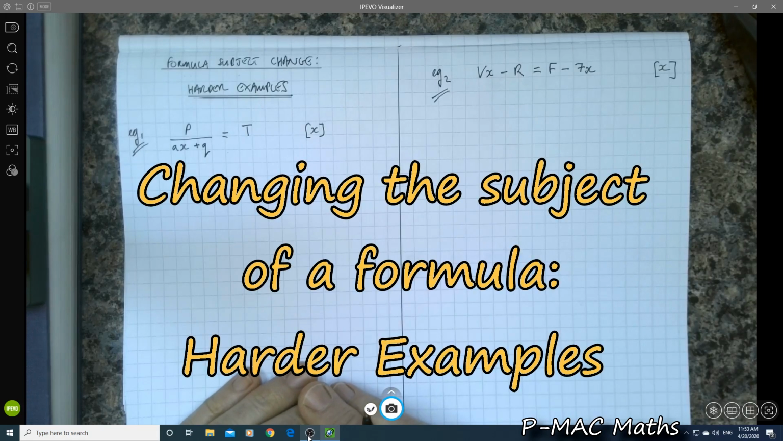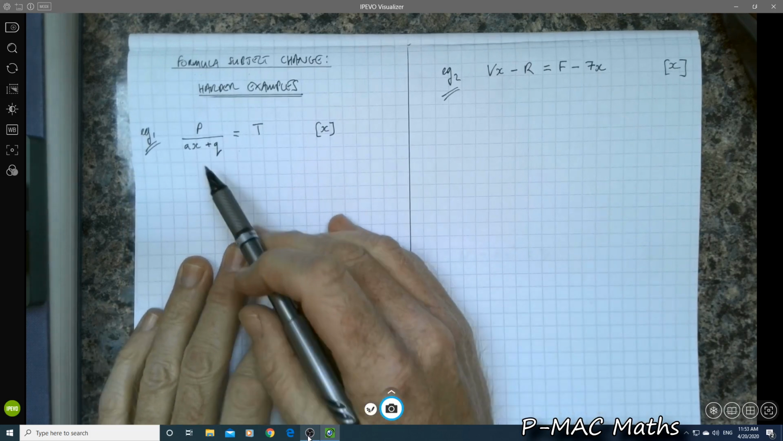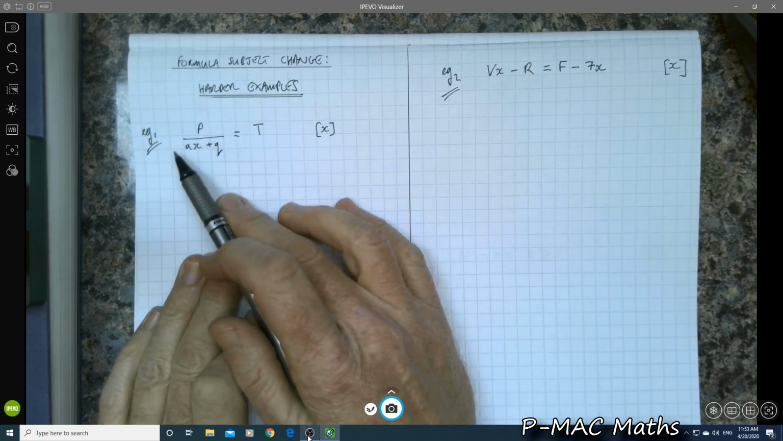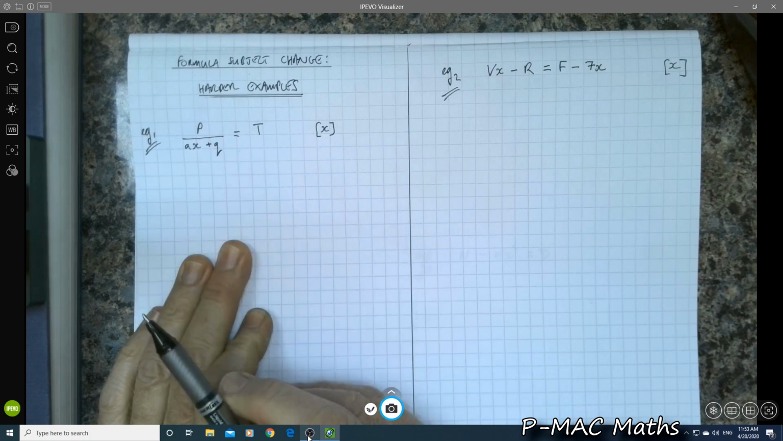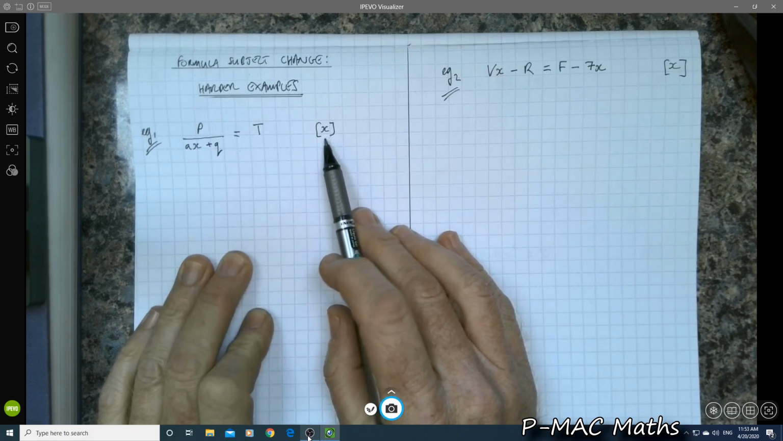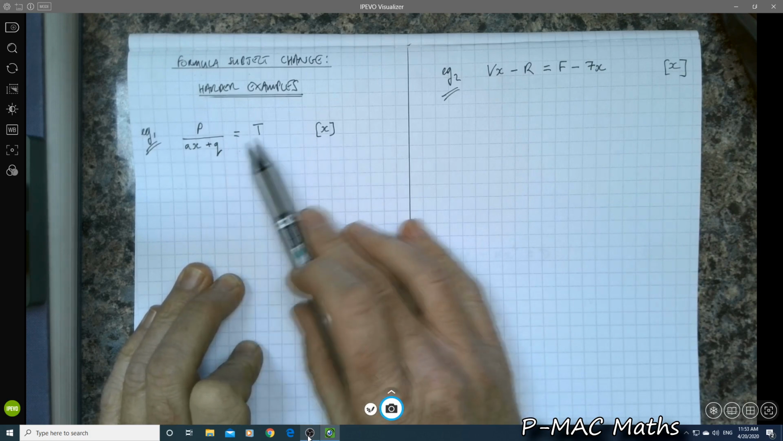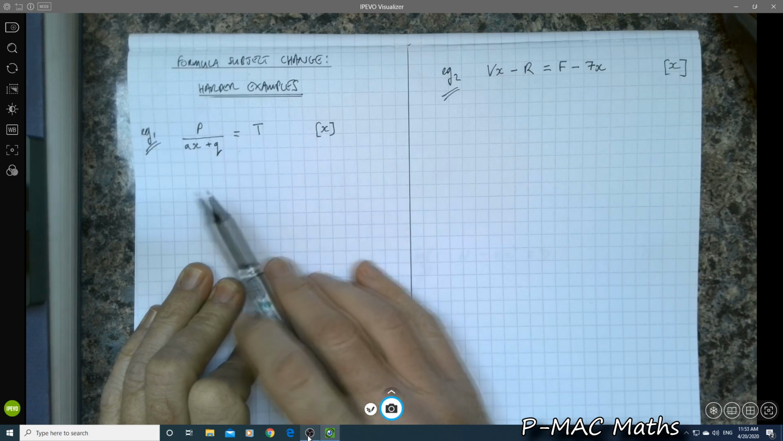Today I'm going to work through some harder formula subject change examples. So let's get started. In this first example, x is contained within some algebra which is part of the denominator, and x is what I'm looking to get as the subject. The first job is to get x onto the top of the equation, so it's not part of the denominator.